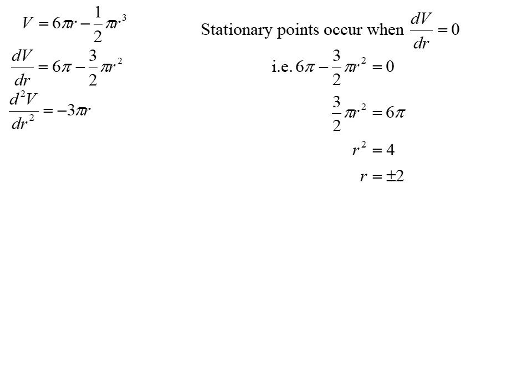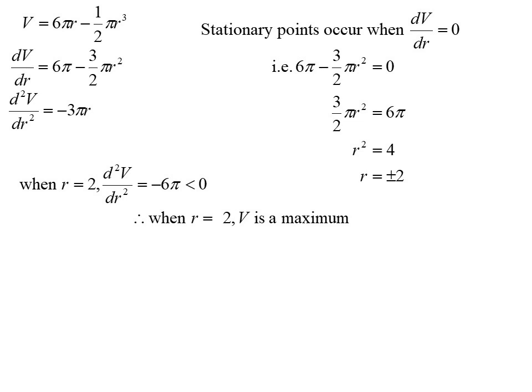But remember, we're solving a practical problem here, so the choice of the one I'm going to test becomes a little bit obvious. It's going to be plus 2. I don't know about you, it's going to be really hard to make a bucket with a radius of -2. It makes more sense that it would be 2. But with r equals 2, I get minus 6 pi, which indeed is negative. Thus, when the radius is 2, the volume is a maximum.